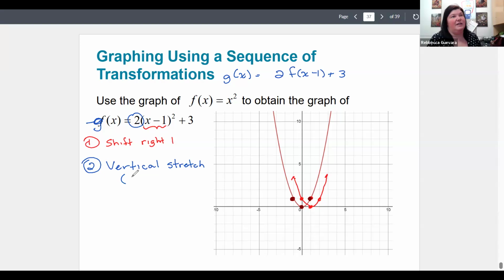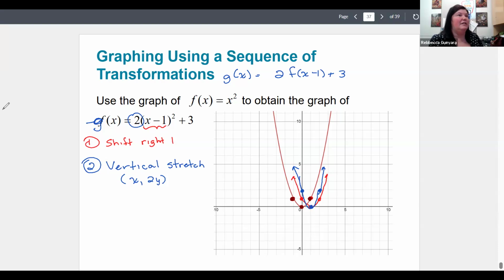So what we're going to see here is that my y components are all going to stretch by 2. So this here, y is 1, so now y is going to move up to 2. Here y is 0, so it stays here. Here y is 1 again, so it's going to stretch up to 2. So we've got a vertical stretch going on.